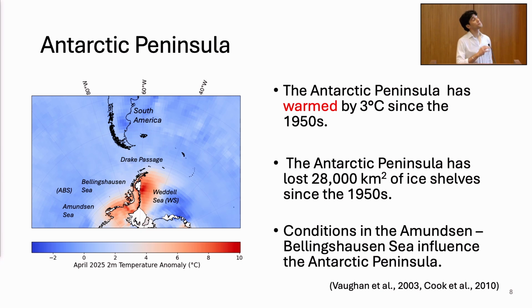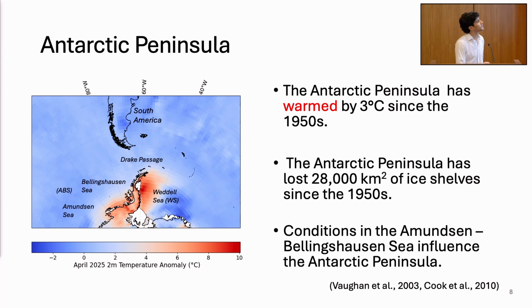The Antarctic Peninsula has warmed by 3 degrees since the 1950s. So what I have plotted here is a map of West Antarctica with its surface temperature anomalies. This is April 2025 relative to a climatological average. Red means warming. As you can see here, there's a lot of heating going on in the Antarctic Peninsula. And in fact, it's lost about 28,000 square kilometers of ice shelves since the 1950s. So we've seen a huge decline in ice shelves in this region here.